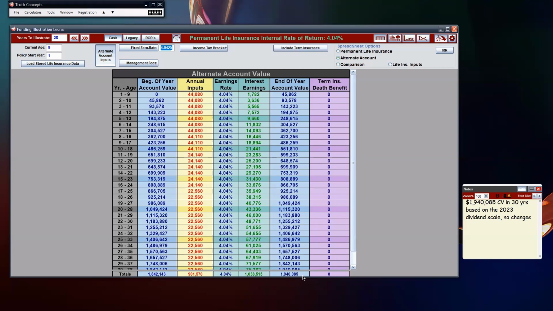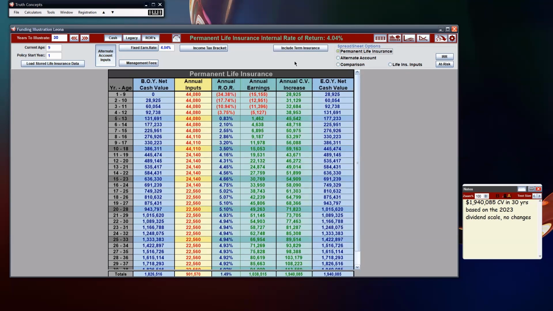Well, let's look at the life insurance policy again, and let's look at the actual annual rates of return. Here we see in the life insurance policy, we actually have a negative 34.38% the first year, a negative 17.7 the next, a negative 10.9 the next, a negative 3.75 the next. With these, how in the world do we get to a place where we're earning 4.04% every year, or the equivalent of it?